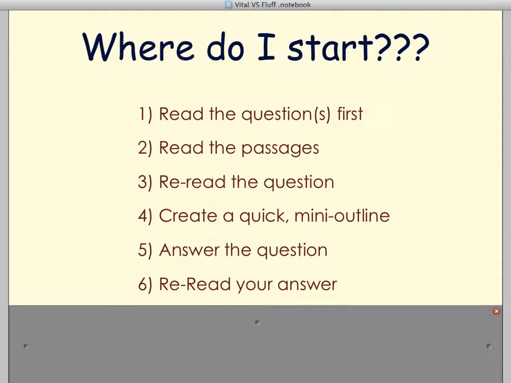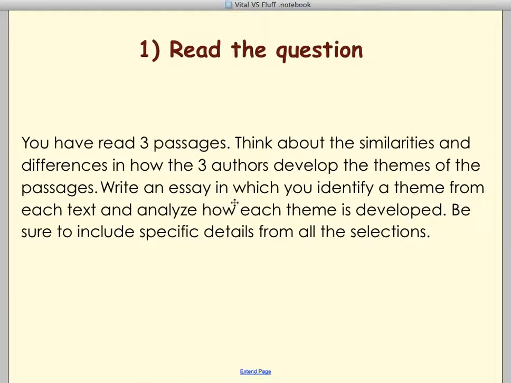Okay, the next thing we are going to do is we're going to read our question. So here's a question that some of you saw on Friday. So let's read this together. You have read 3 passages. Think about the similarities and the differences and how the 3 authors develop the themes of the passages. Write an essay in which you identify a theme from each text and analyze how each theme is developed. Be sure to include specific details from all the selections.